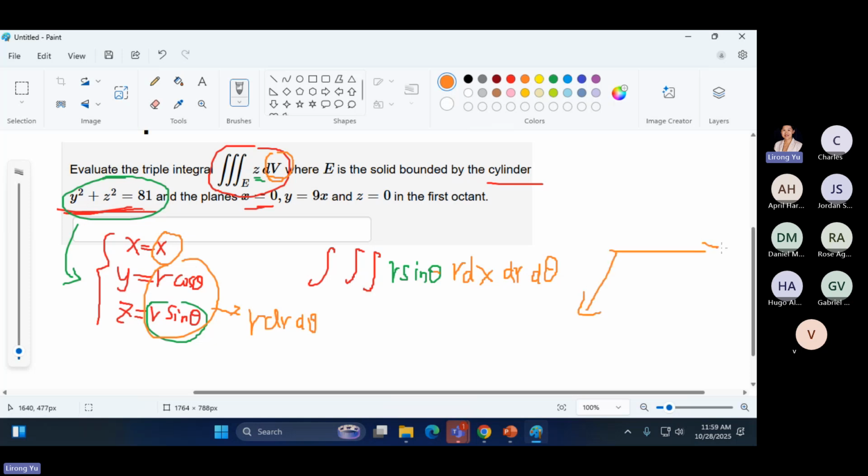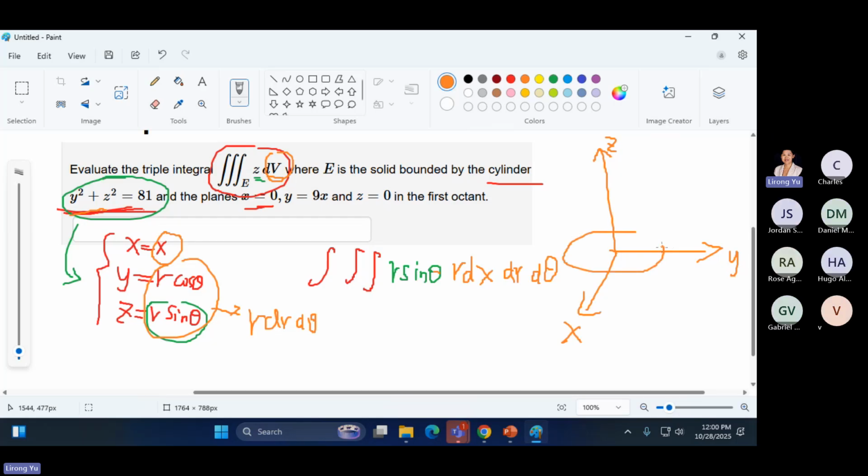So I'm trying to draw what's going on. Okay, so y squared plus z squared equal to 81 is a cylinder in the yz plane. So here is x, there's y, and there's z. So you see a cylinder in the yz plane. I guess I'll draw it like this. So it's a cylinder this way. Because there's no x in the equation, it should be a cylinder parallel to the x-axis. Try to draw, hope it looks like a cylinder. Right, that's one surface.